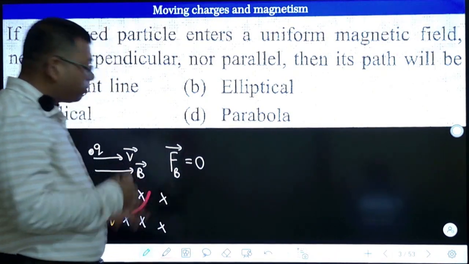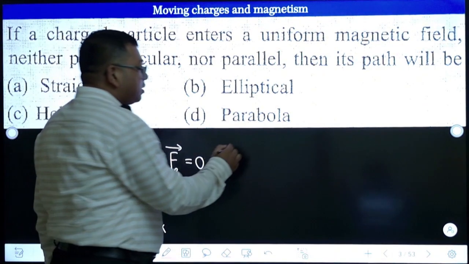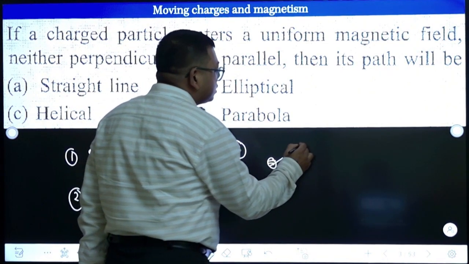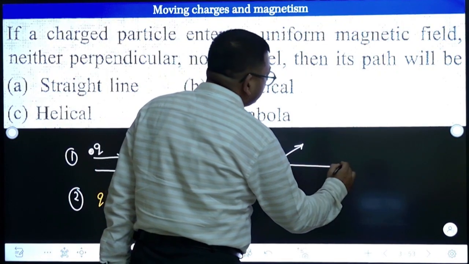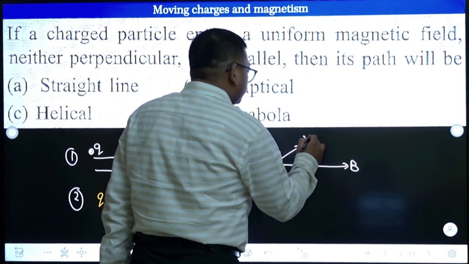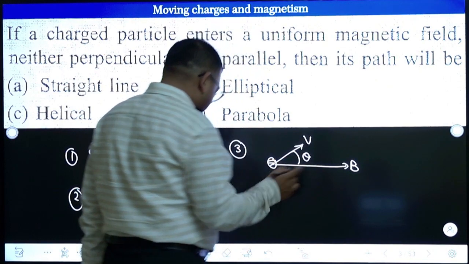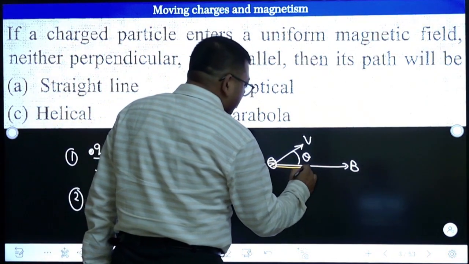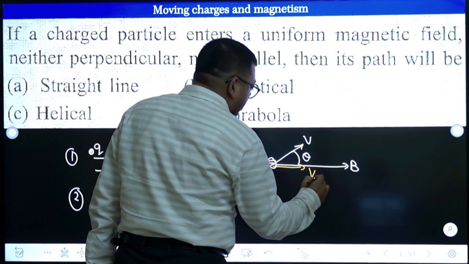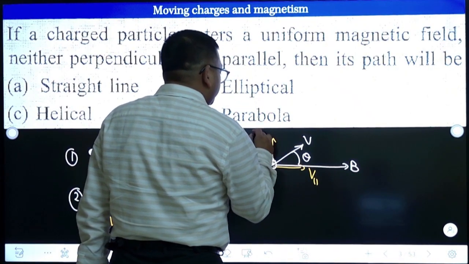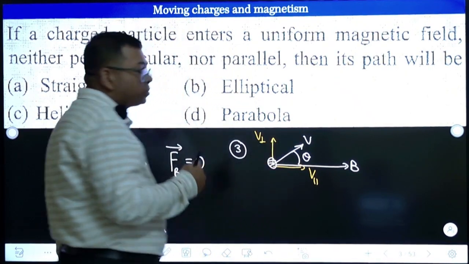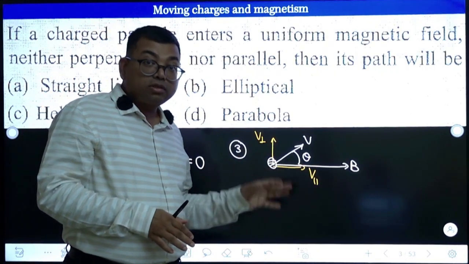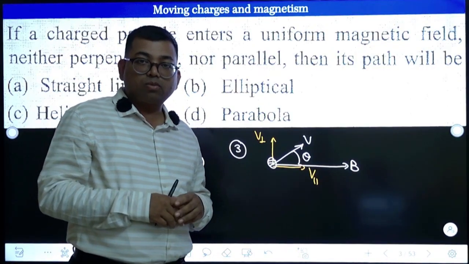Now they are saying a combination of this. For example, this is the third case where a charged particle is thrown like this at an angle to the magnetic field. So this is also a standard case. Here we will resolve velocity into two components. One is velocity parallel to the field, one is velocity perpendicular to the field. So this motion is going to be a three-dimensional motion. This motion is not a two-dimensional motion.